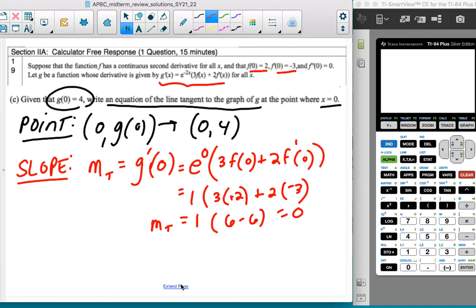I would double check this when this happened. I certainly did the first time I did this problem, because if you get a slope that's 0, you should have a moment where you're just like, hey, did I add wrong? Did something happen? But it turns out that that's right. You check your math and everything's good.